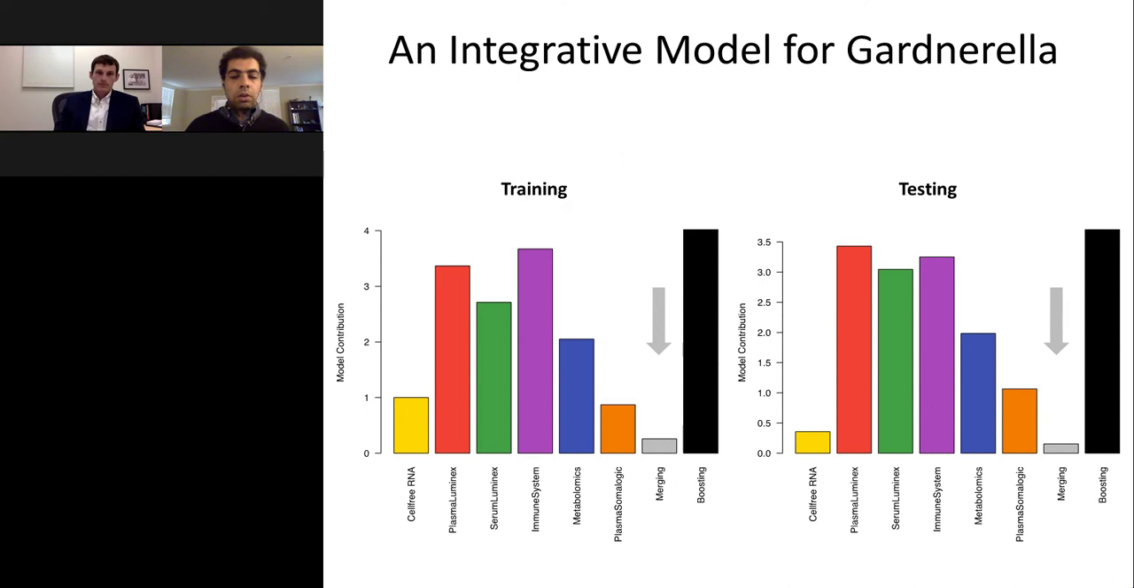This is what we got when we tried to build a model on one data set at a time. What was really interesting here on both training and test set is that the data sets that used to do really well are not doing as well, and the data sets that were not doing as well in the past are doing pretty well here.